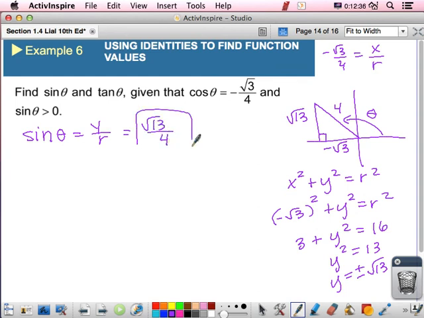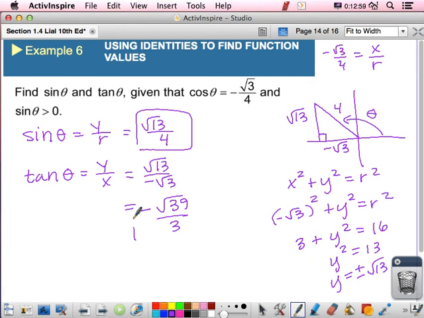And I am finished. And I think that is much, much easier than using the identities. Then I can find tangent as well by simply saying y divided by x, which is square root of 13 divided by negative square root of 3, which will rationalize to negative square root of 39 divided by 3. What do you think? Which way did you guys prefer?